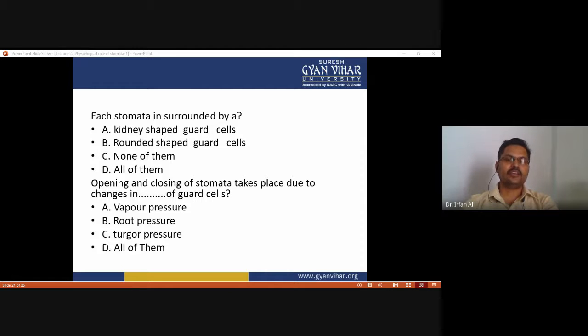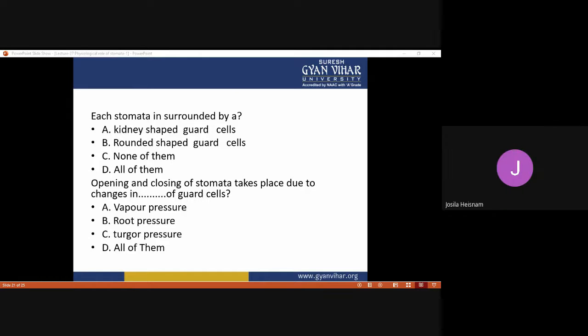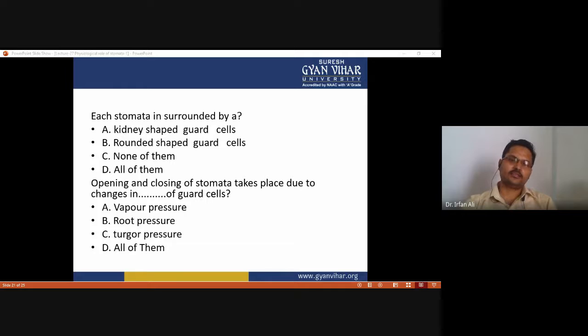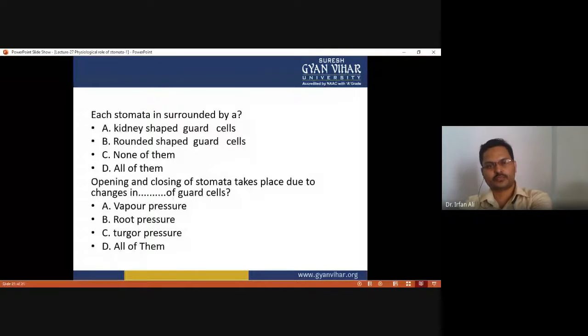Now, opening and closing of stomata take place due to change in which of the following? Change in vapor pressure, root pressure, or turgor pressure. The answer is turgor pressure. Correct, because turgor pressure is responsible for opening and closing of stomata.